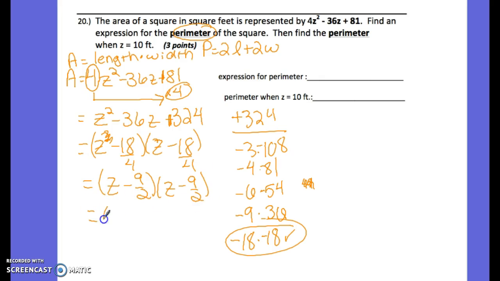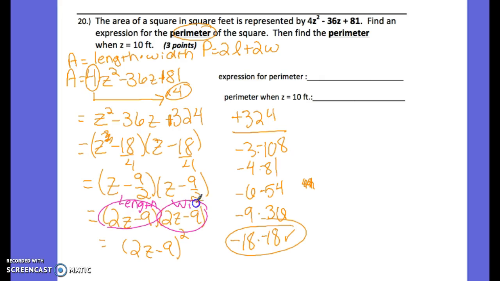Flip up my 2, and I get 2z minus 9 times 2z minus 9, which, since they're the same, is 2z minus 9 squared. But I don't really care as much about that because I know that this here is my length, times this is my width.